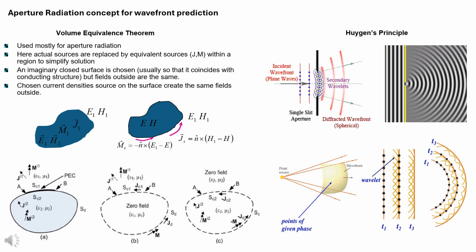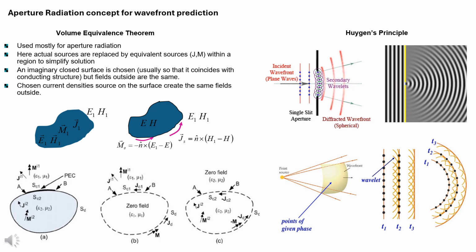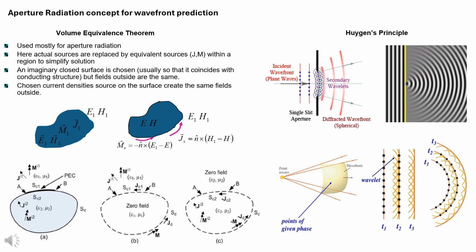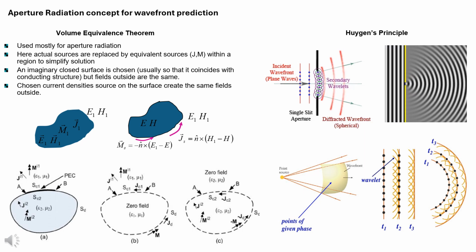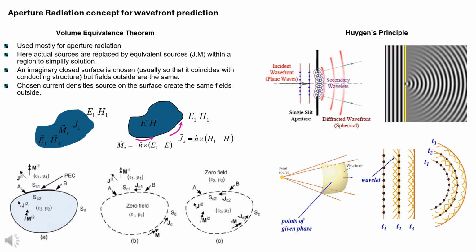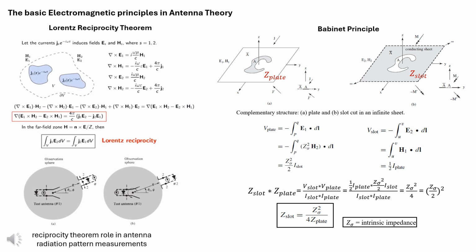By grasping the volume equivalence theorem and Huygens principle, we build a solid foundation for understanding how electromagnetic waves behave when interacting with apertures, paving the way for more advanced topics like antenna theory. As we conclude this section on aperture radiation, we now transition into the core principles of antenna theory, focusing on two foundational concepts. First, let's delve into Lorentz reciprocity.